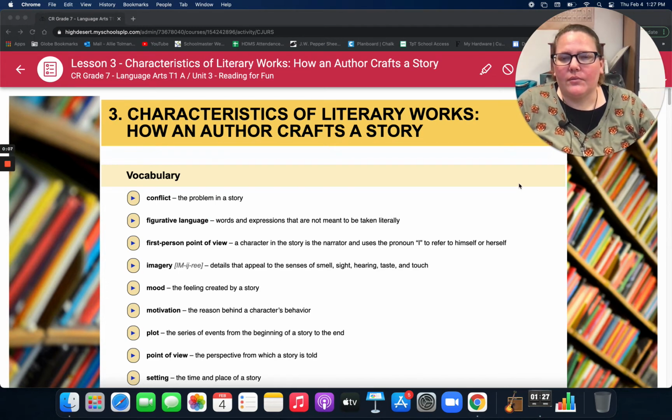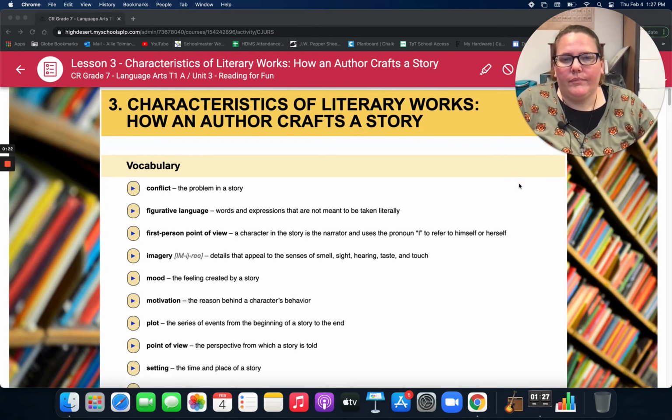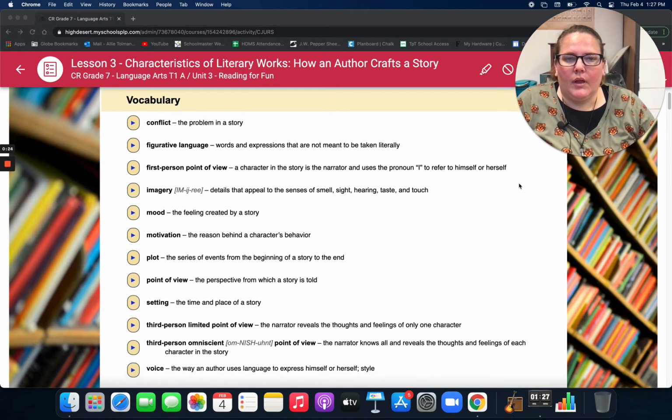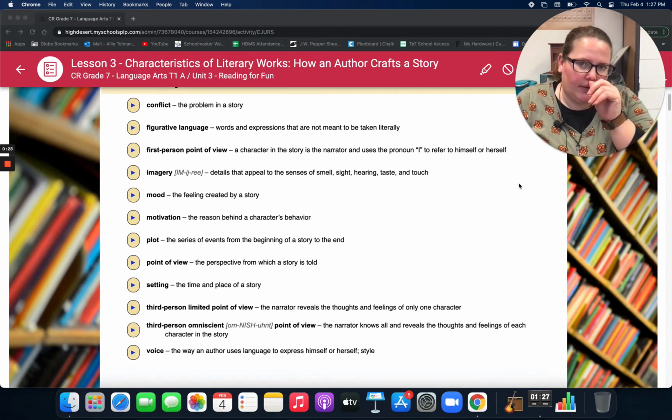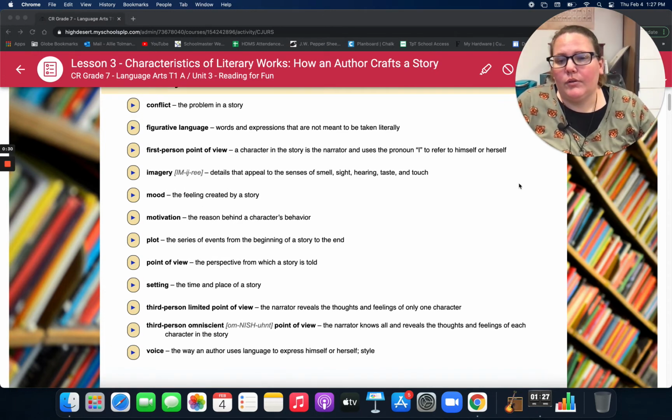We are on our Unit 3, Reading for Fun. Woohoo! We are on our Lesson 3, Characteristics of Literary Works, How an Author Crafts a Story. We do have some vocabulary, so it is a good idea that you have your notebook out handy, ready to go, so that you can write down this vocabulary, and it will help your brain to better remember it later on. We have quite a few today.